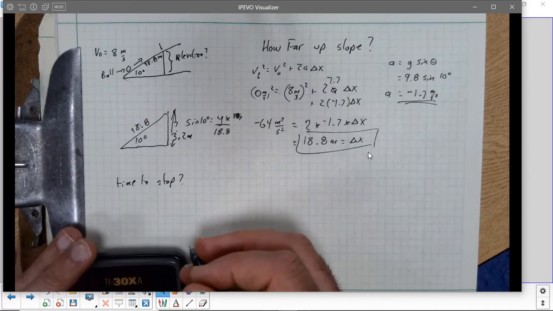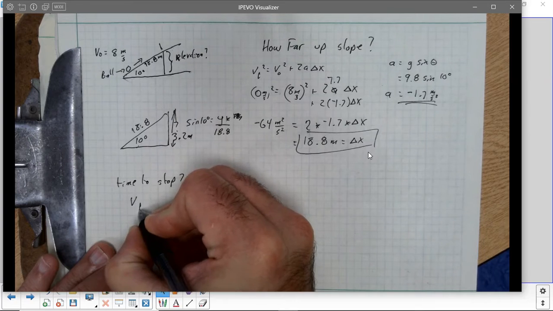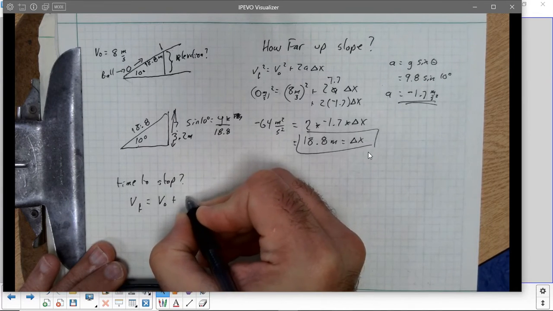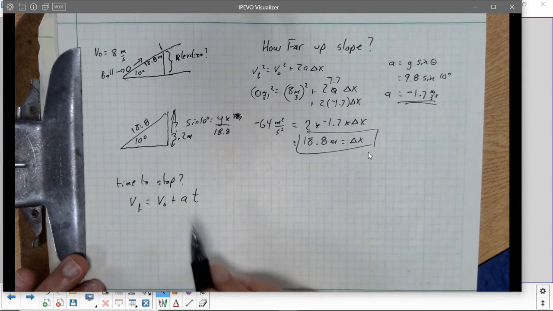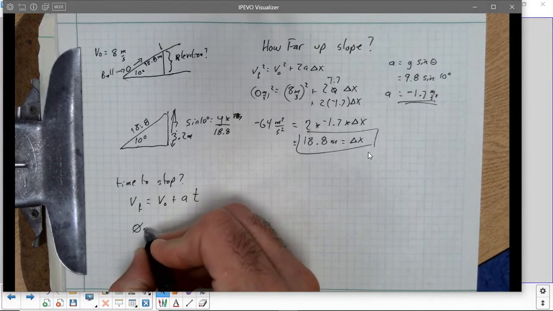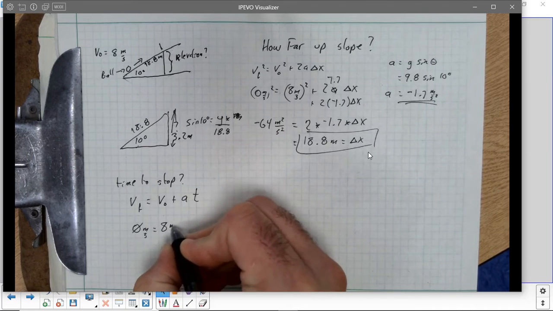And for this one, there's a couple of ways we can do it. But one way is to use this equation here. The VF, the final speed, is equal to the initial speed plus the acceleration times the time. This is on your AP gouge, I believe. So our final speed on this is 0 meters per second. The initial speed is 8 meters per second.